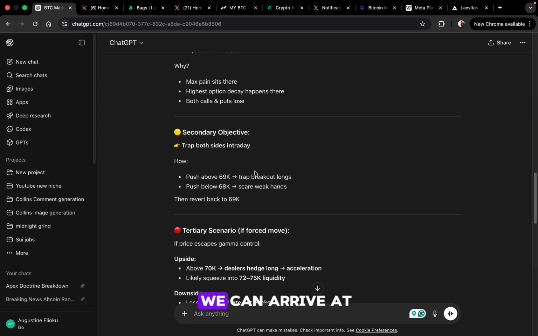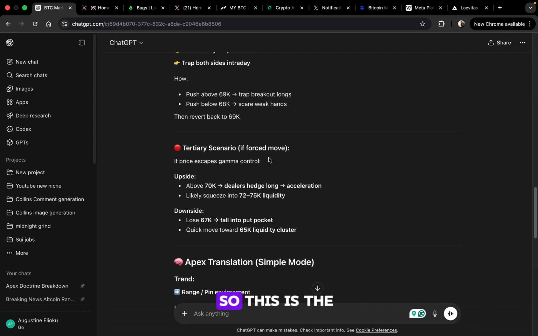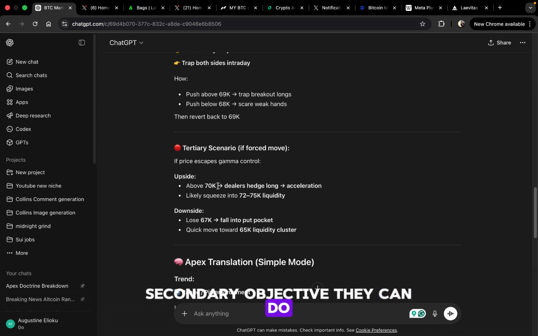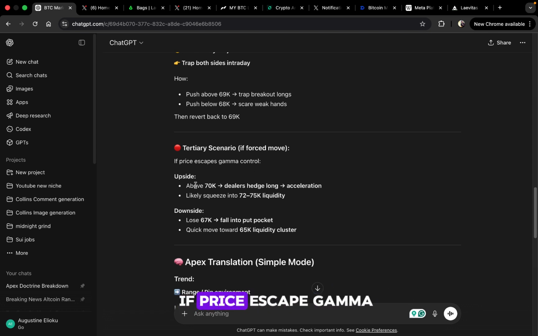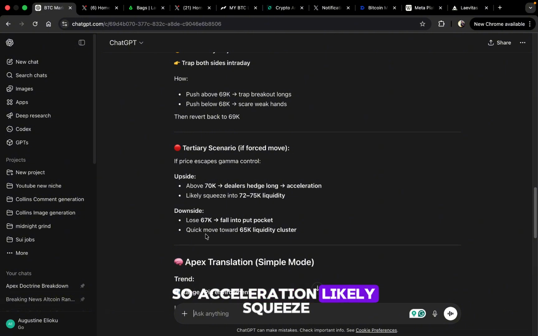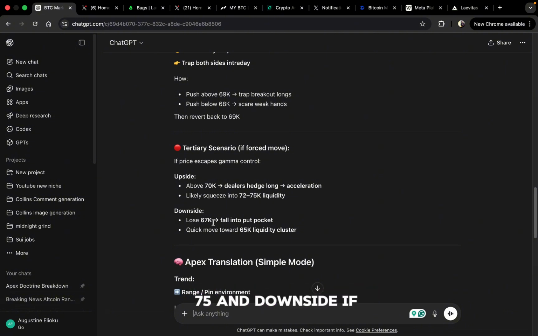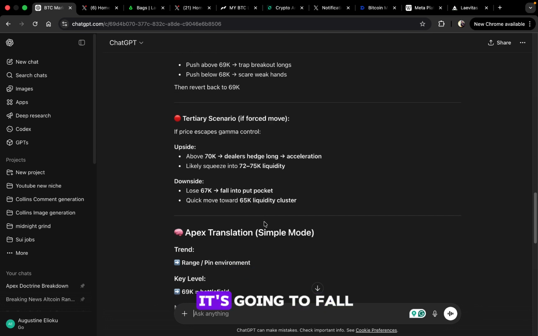So this is the secondary objective they can do. Now this one, if first move, if price escapes gamma control upside, that's if it breaks through the upside 70k, dealers hedge long, so acceleration likely, squeeze to 72, 75. And downside, if they lose 67k today, it's going to fall back into put pocket, and it is going to move quickly down to 65k.